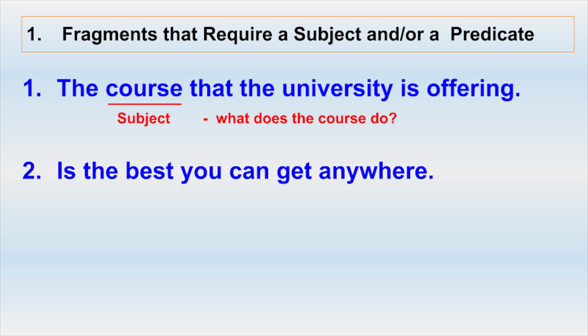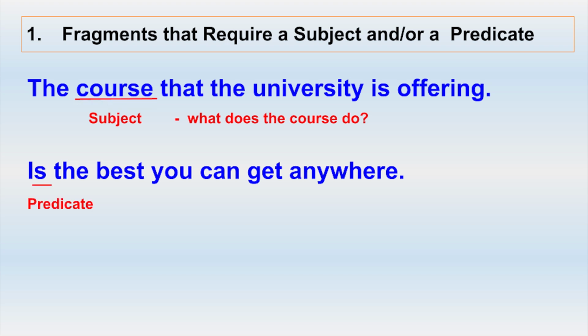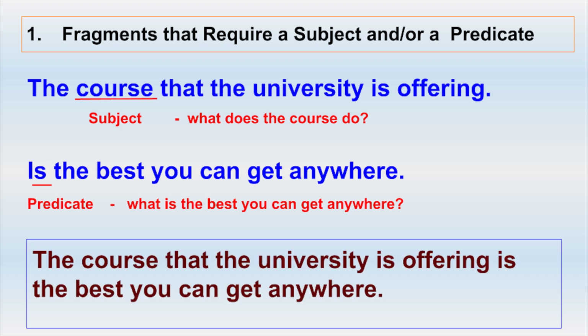The second group of words is the best you can get anywhere. This is also a fragment of a sentence. It has a predicate, but it has no subject. We may ask the question, what is the best you can get anywhere? We may join these two groups of words to make a complete sentence. The course that the university is offering is the best you can get anywhere. Our sentence now has a subject, a predicate, and it expresses a complete thought.